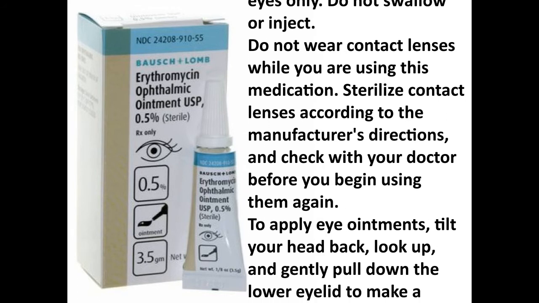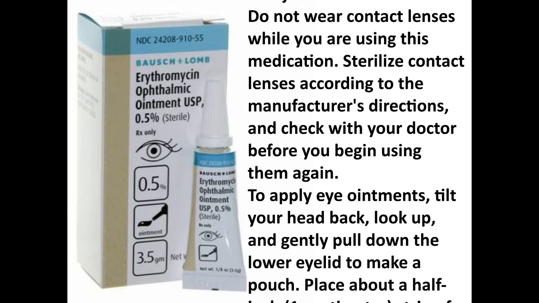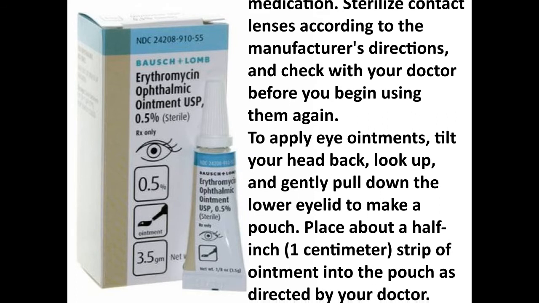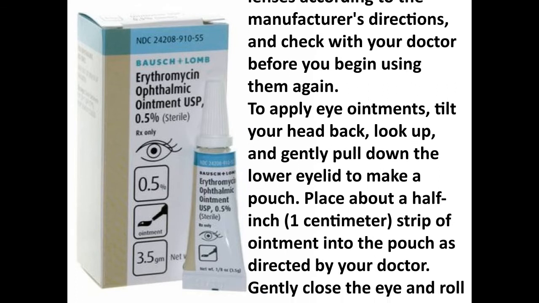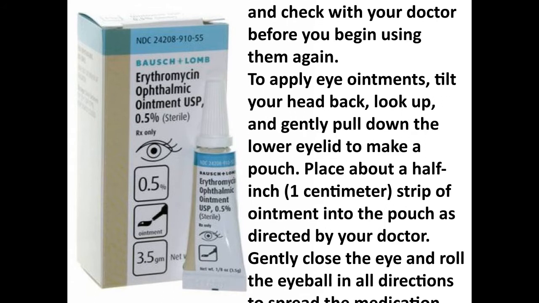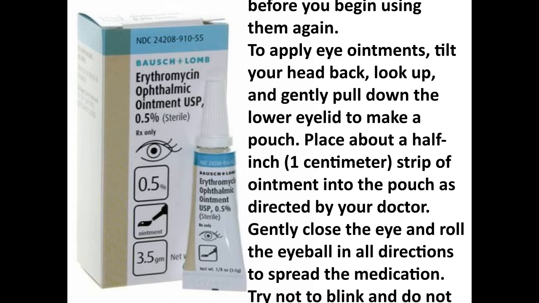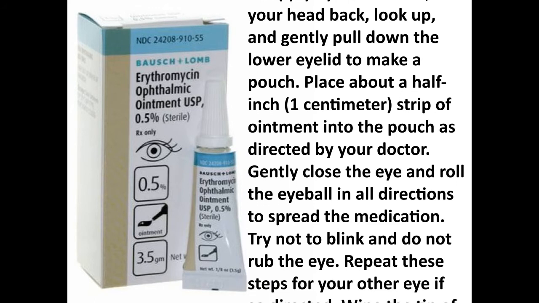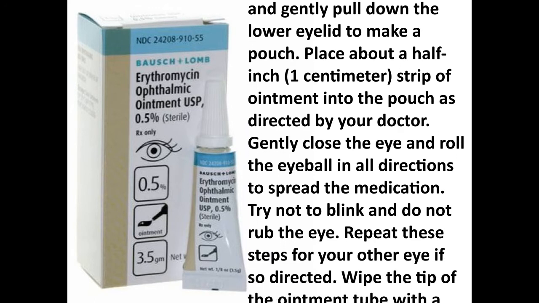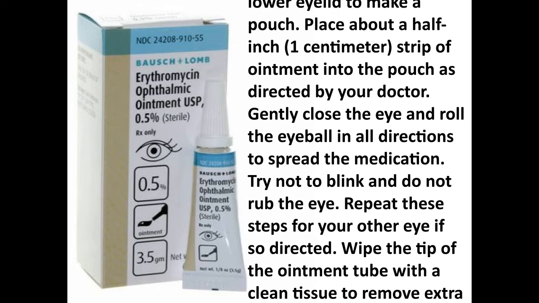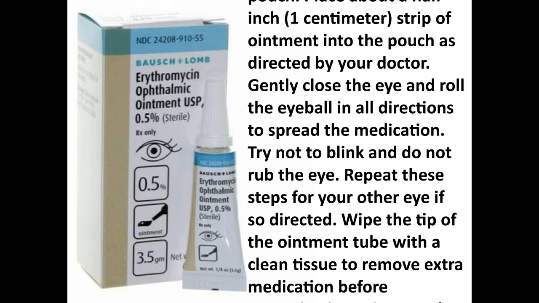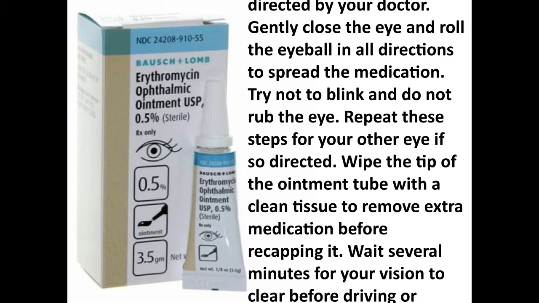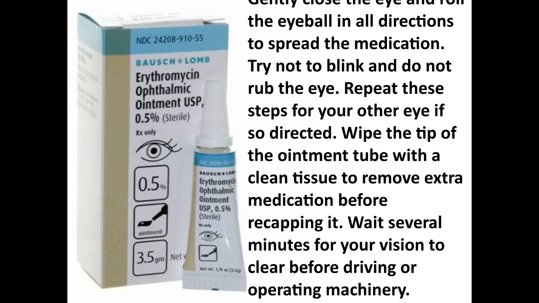To apply eye ointments, tilt your head back, look up, and gently pull down the lower eyelid to make a pouch. Place about a ½ inch (1 cm) strip of ointment into the pouch as directed by your doctor. Gently close the eye and roll the eyeball in all directions to spread the medication. Try not to blink and do not rub the eye. Repeat these steps for your other eye if so directed.